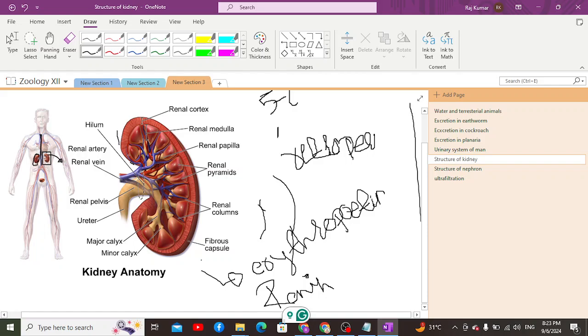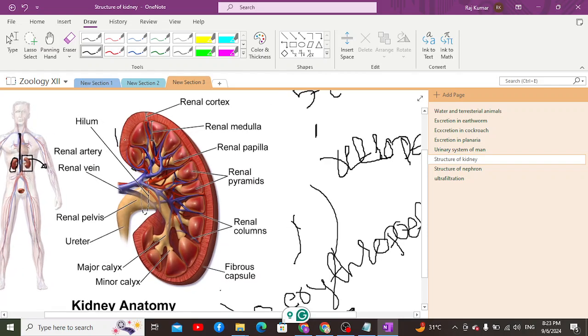Concave, convex side. And when it comes to the internal structure of the kidney, internally the kidney is also covered by a layer, a capsule type structure, which is known as the renal capsule. It is a fibrous capsule.